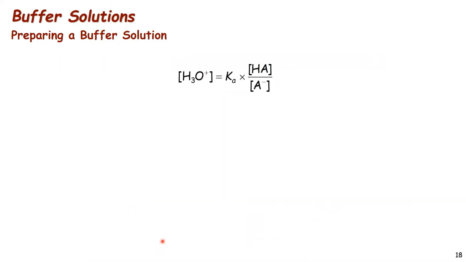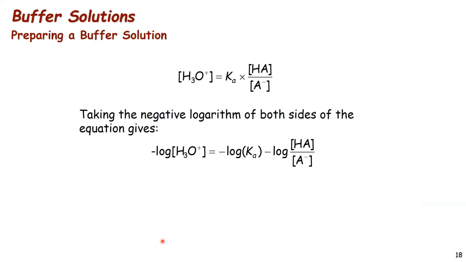Next step, I'm going to take the negative log of both sides. Now, let's say this is X and this is Y. The log of X times Y is the same as the log of X plus the log of Y. But in this case, I took the negative log, so that's why it was negative and not plus, okay?